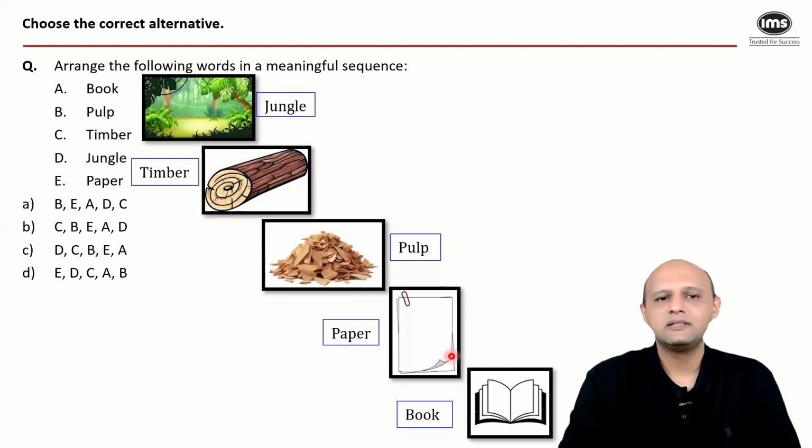Okay, so this should be the sequence, right? So this would give you a meaningful and coherent sequence. So what would be the answer option here? The answer would be C. Okay, so first start with the jungle, go all the way up to a book. Okay, so that's the answer.